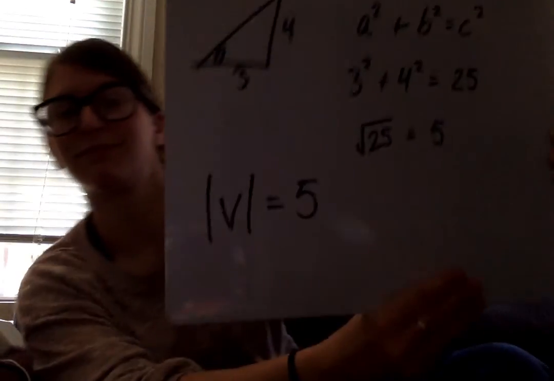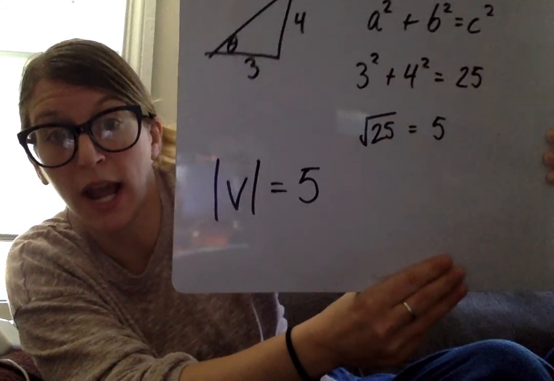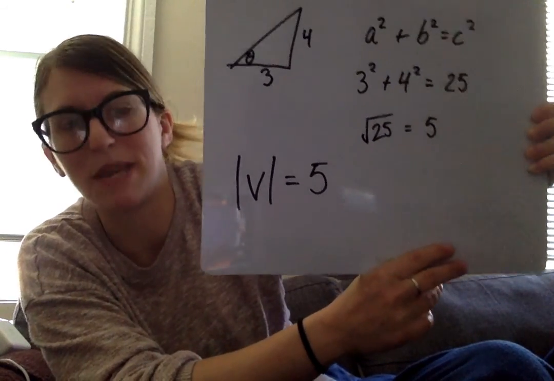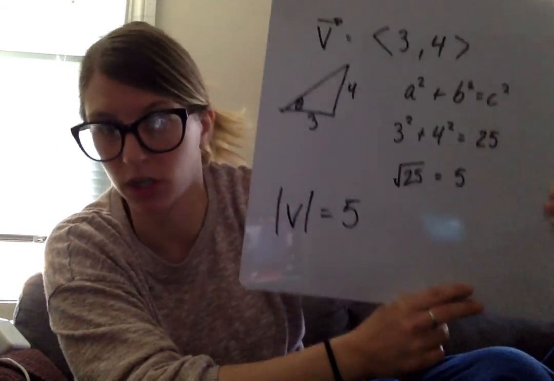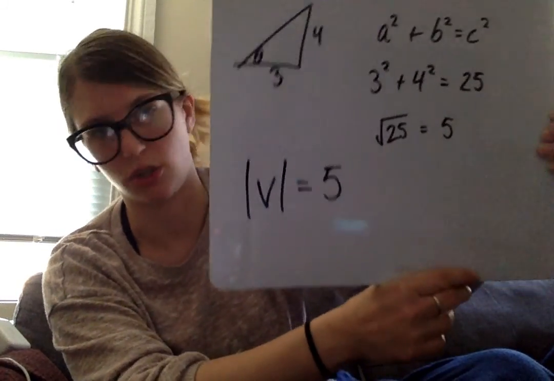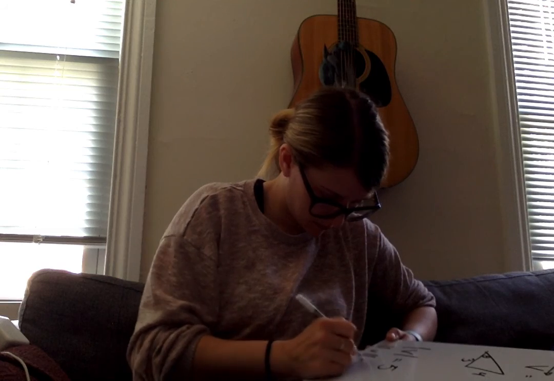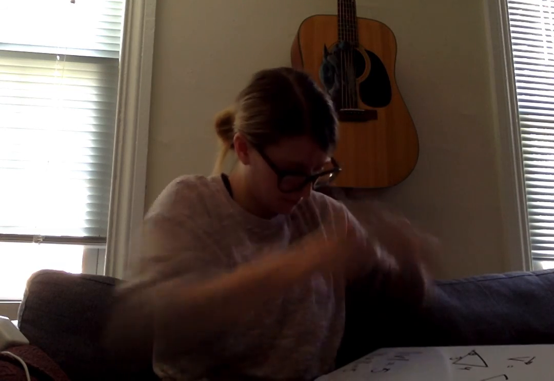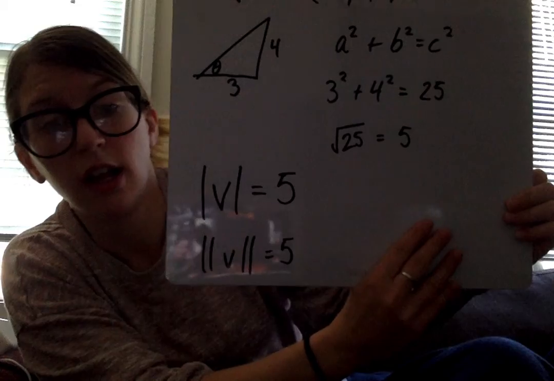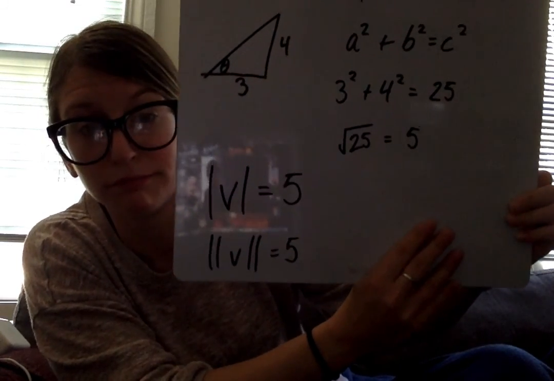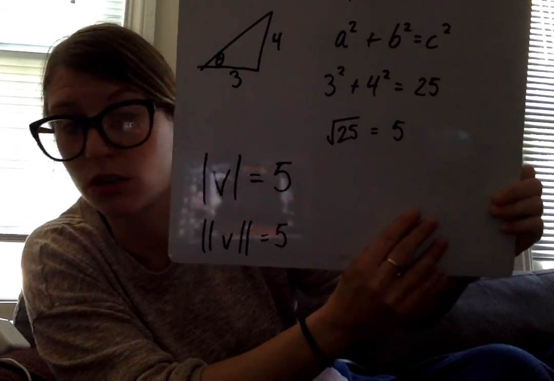I'm going to write it like that. It's an absolute value symbol, but it doesn't mean the absolute value of a vector is 5. It just means the magnitude is 5. Some mathematicians don't like that they're so similar, so they'll write it like this. And it is the same exact thing. You can do one little line, you can do two little lines. They're both correct. So we have the magnitude.